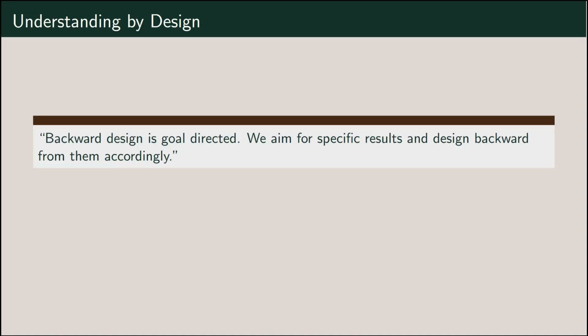The book describes backward design as goal-directed. We aim for specific results and design backward from them accordingly. Backward design is a three-step process for designing a unit or an entire course. First, we identify the desired learning outcomes, a list of things you would like students to know or be able to do when leaving the course. These learning outcomes provide the structure and clarity for the rest of the course designing process.